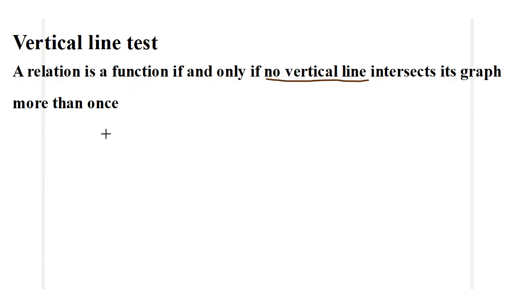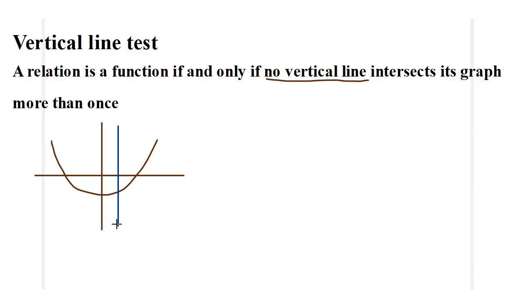Let's look at the first case. Let's say we have a graph like this, such that the curve goes like this. Now if you have a vertical line, let me use another color, drawn like this. This is the y-axis, and this is the x-axis. This vertical line only intersects this particular curve how many times? Once, right?